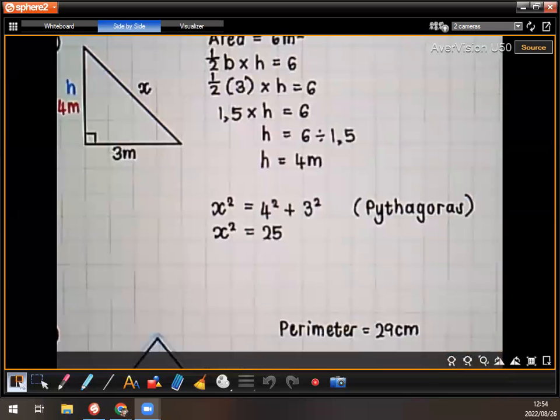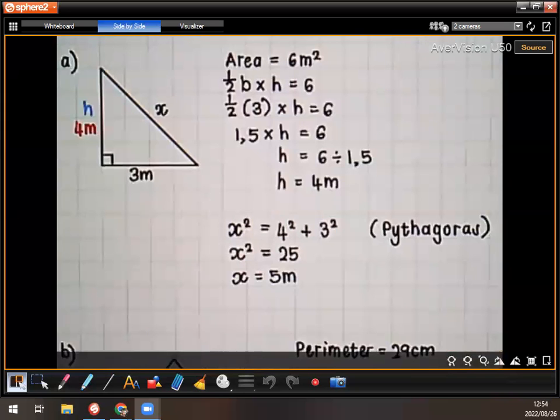Now we're going to add that. What is 4 squared? 16. What's 3 squared? 9. What's 16 plus 9? 25. So now you take the square root of that. What's the square root of 25? 5. There we have the answer, guys. Any questions? 5.